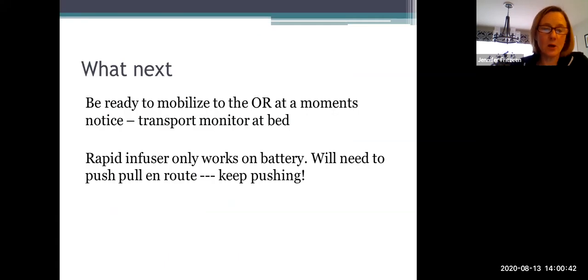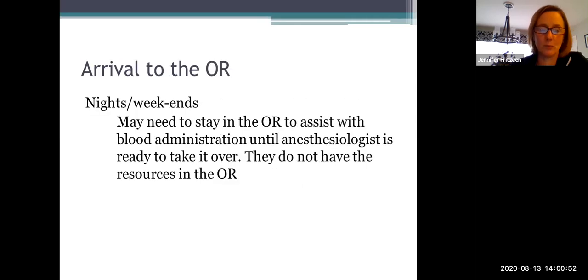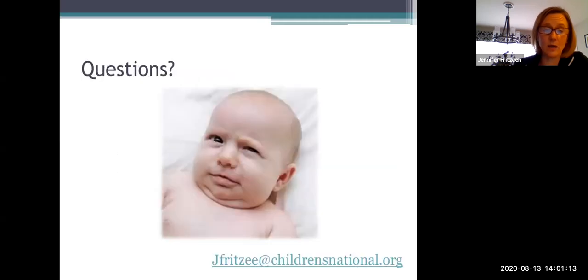So with this kid that we're opening up, we need to be ready to mobilize to the OR at any minute. So get that transport monitor on the bed, and remember the rapid infuser only works on battery, so you'll need to keep pushing and pulling. On nights and weekends, if we're taking somebody emergently to the OR who we're having to push volume on, the OR is working with skeleton staff, and so they may or may not have enough resources in the OR to be pushing all that, and may ask for somebody to stay until the anesthesiologist is ready to take over giving volume.